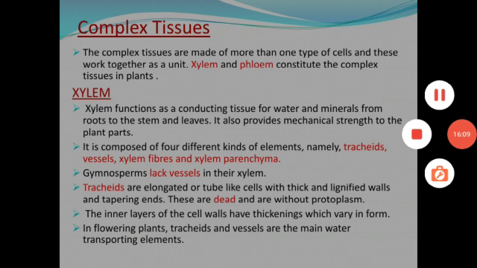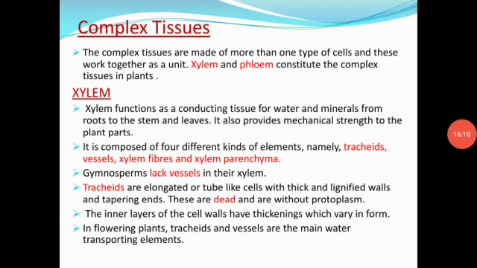In flowering plants, tracheids and vessels are the main water transporting elements. So remember, xylem is a water conducting tissue and its components are tracheids, vessels, xylem fibers, and xylem parenchyma. A vessel is a long cylindrical tube-like structure made up of many cells called vessel members, each with lignified walls and a large central cavity.